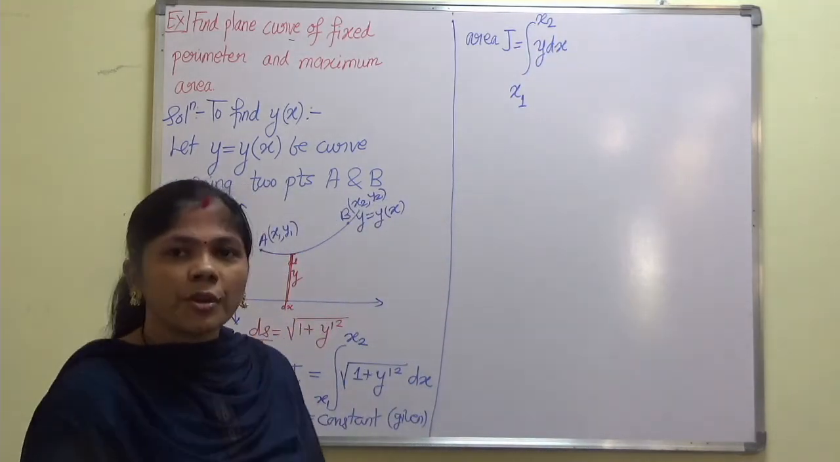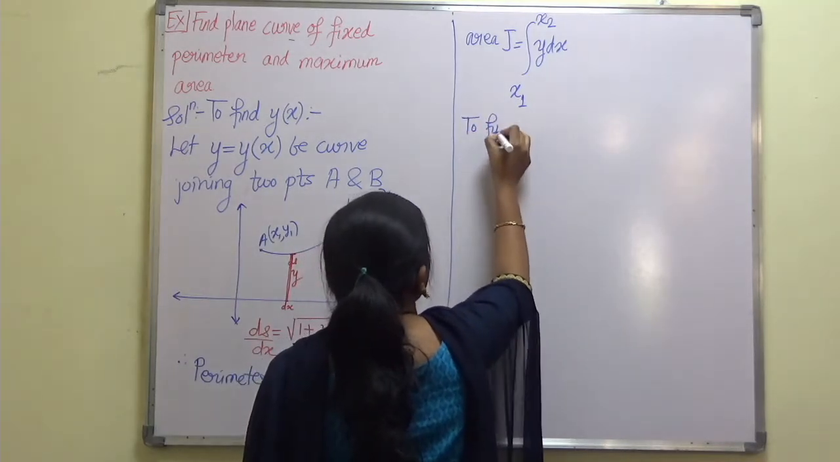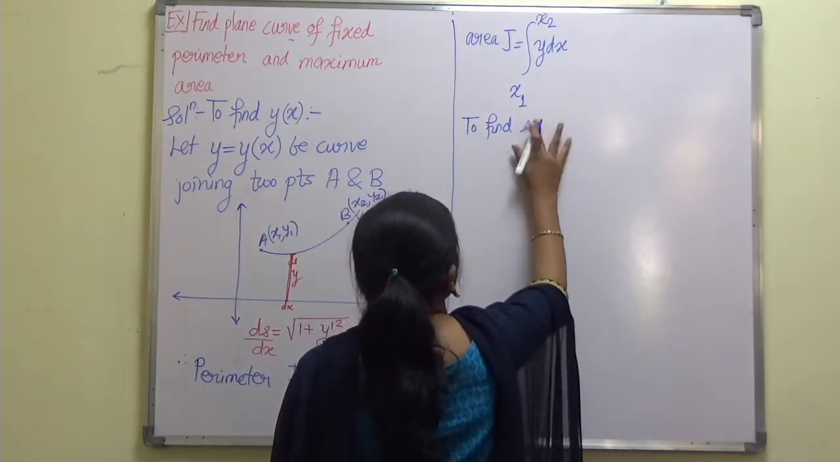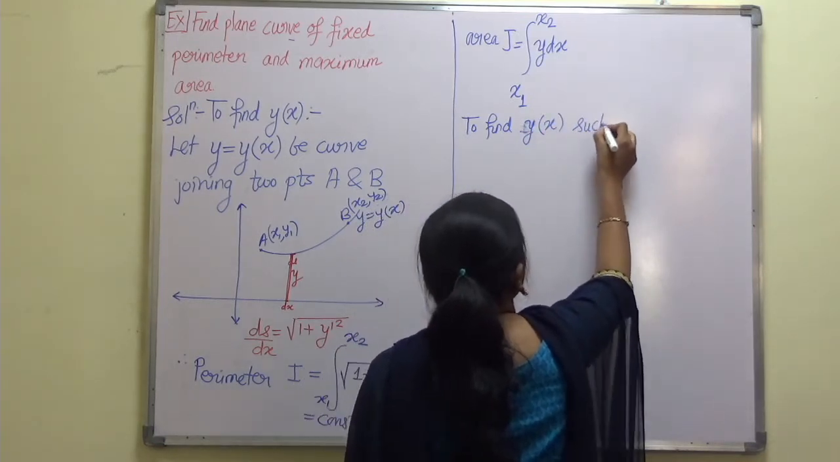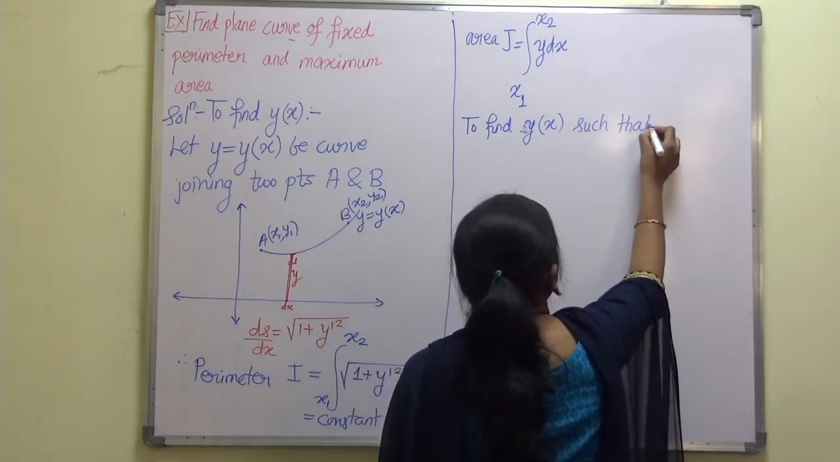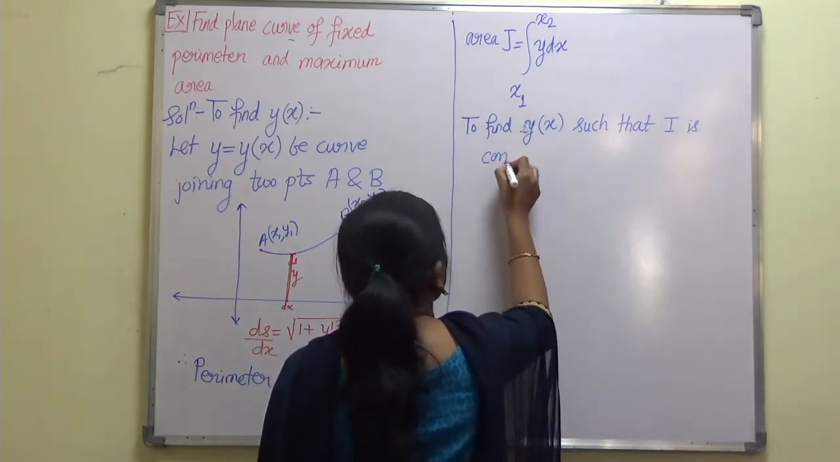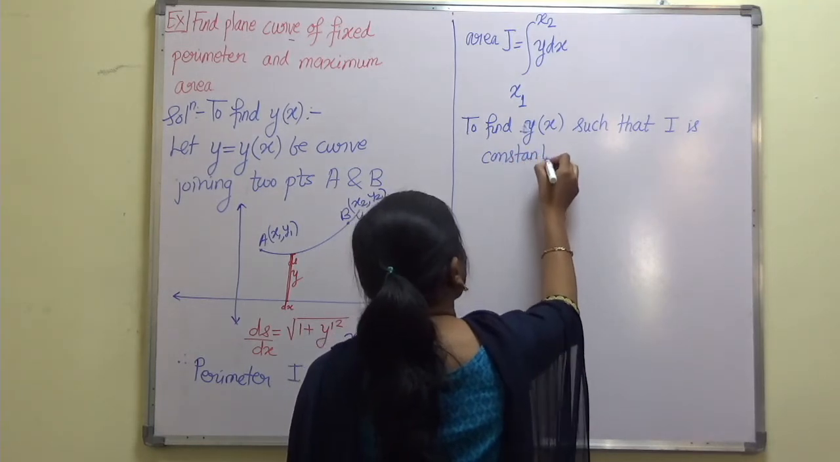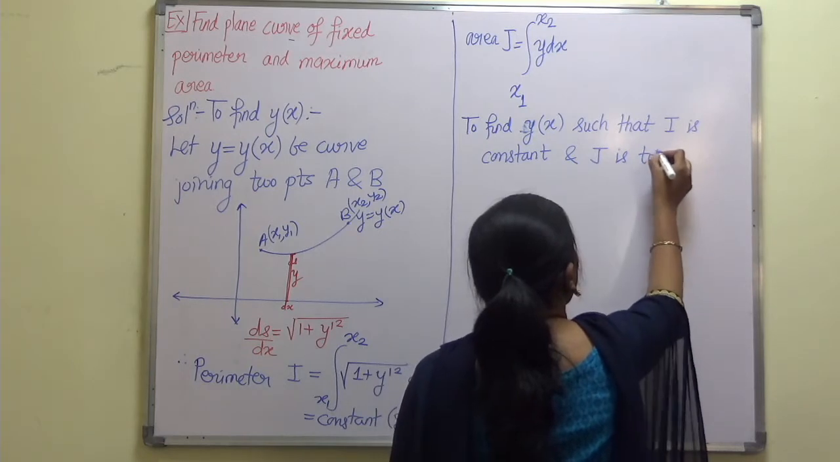So what is the situation here? The situation here is to find y of x such that I is constant and J is to be extremized.